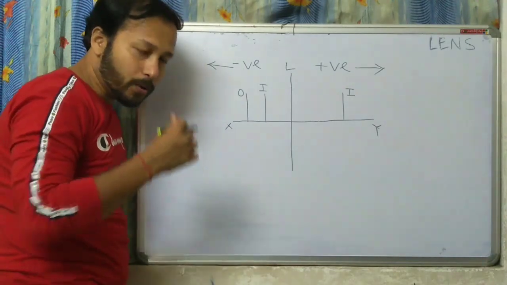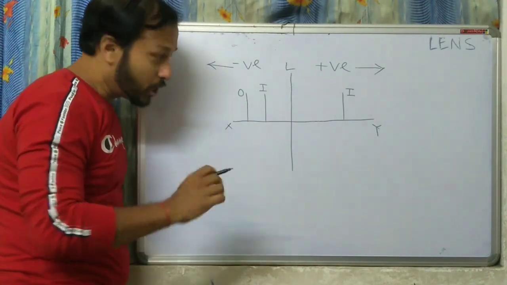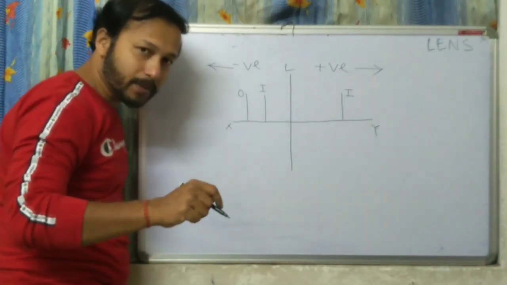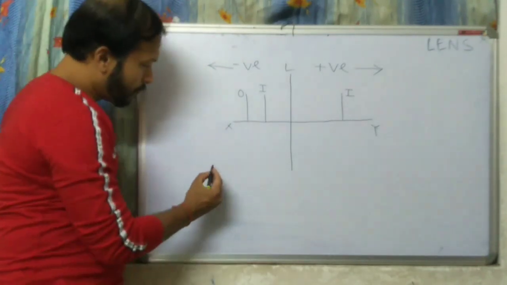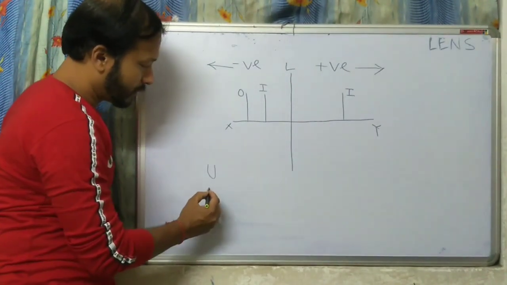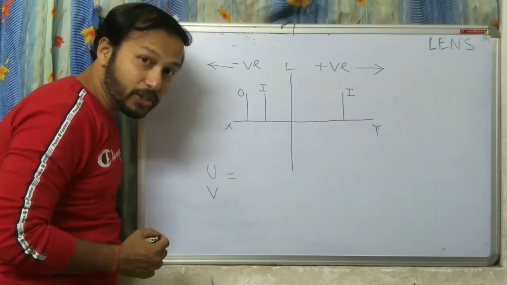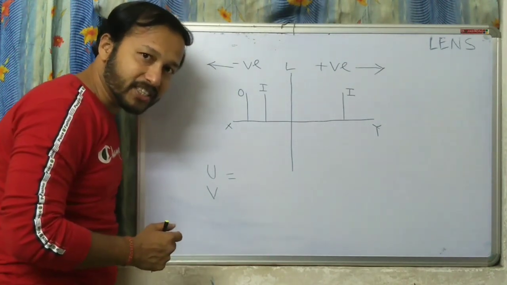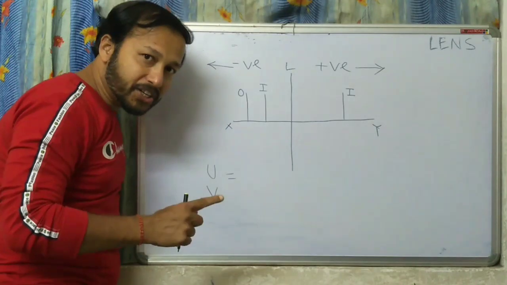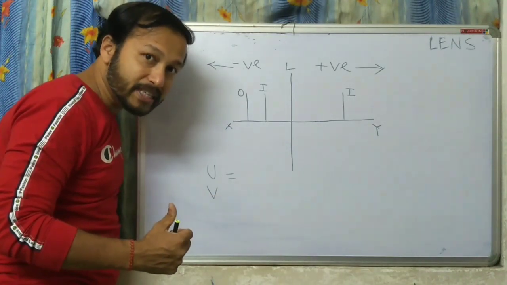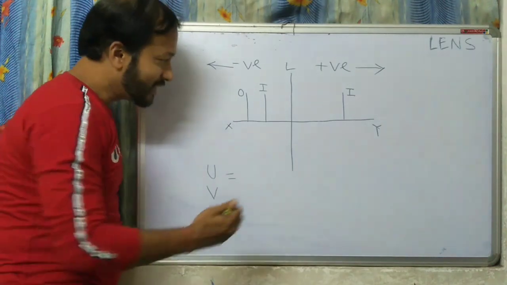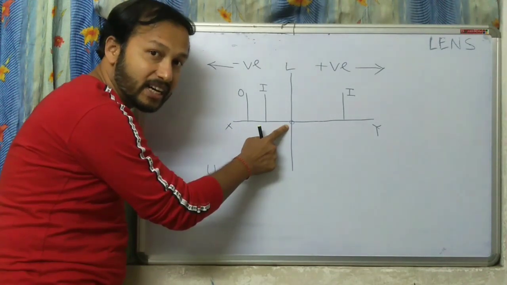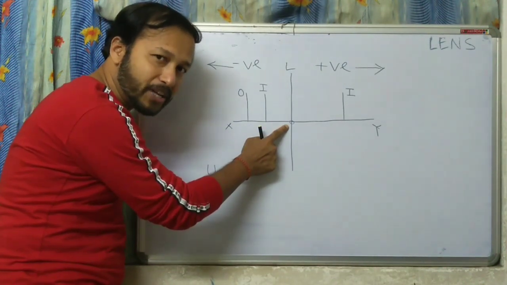Now, we will see some terms related to lens which are required for the numericals based on lens. What are those terms? Let's see. First of all, we'll discuss about U. Then we'll discuss about V. Now what is U? U is the object distance and V is image distance. And remember, object distance or image distance we always measure from the pole. This is the pole from which we will measure the distance of object and distance of image.